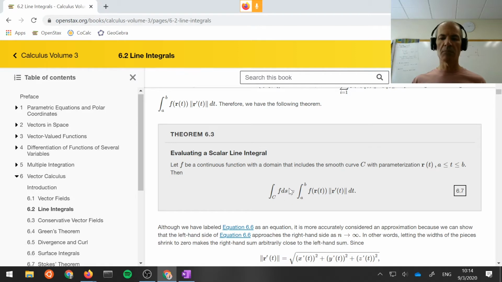So symbolically, you might be presented with a line integral that looks like this, but you have to do the work of parametrizing C using a vector valued function r. You have to find the derivative of that vector valued function and compute its magnitude.